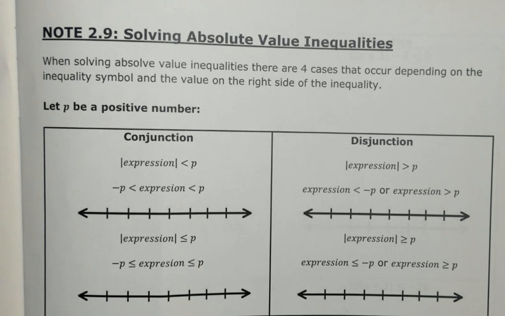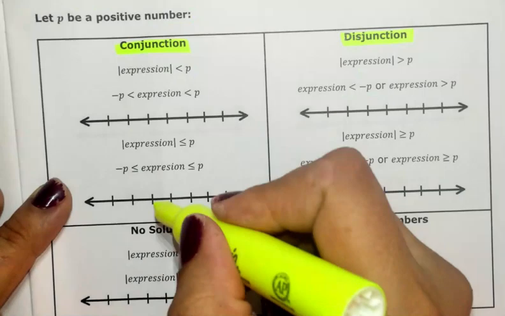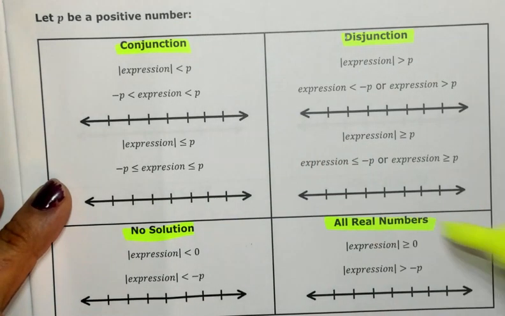Hi students, in this video I'm going to go over how to solve absolute value inequalities. When we solve inequalities, there are going to be four things that can happen, or in this case we refer to them as four cases. You will have a conjunction, a disjunction, no solution, or all real numbers.